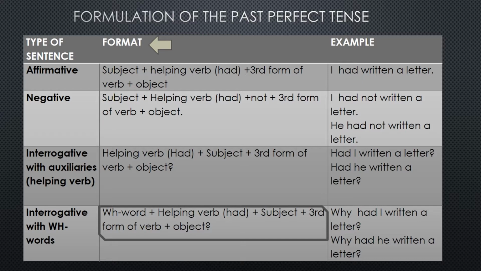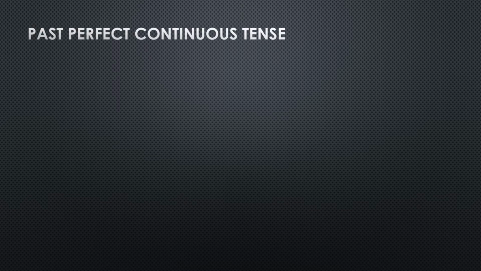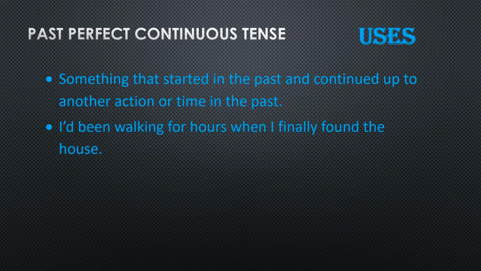The next kind of past tense is past perfect continuous tense. When should I use past perfect continuous? Something that started in the past and continued up to another action or the time in the past. Like, I had been walking for hours when I finally found the house.